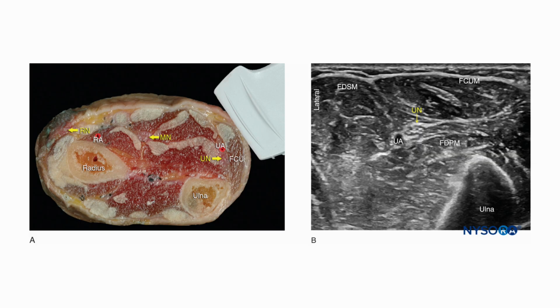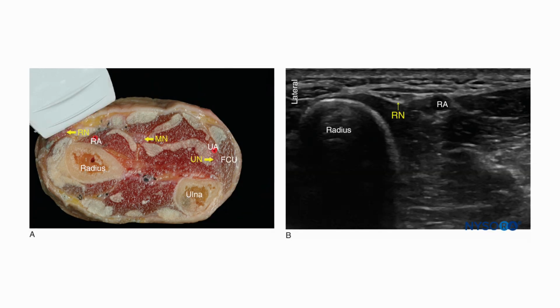Okay, we're looking at the radial nerve. We have the radius, the radial artery, and the radial nerve just on the lateral side of that radial artery.